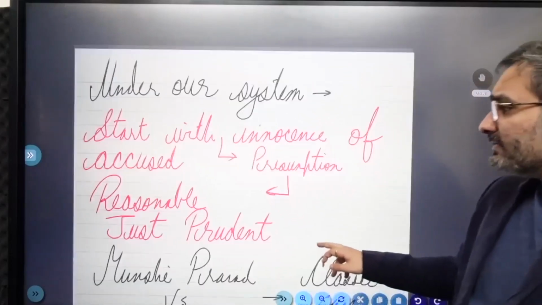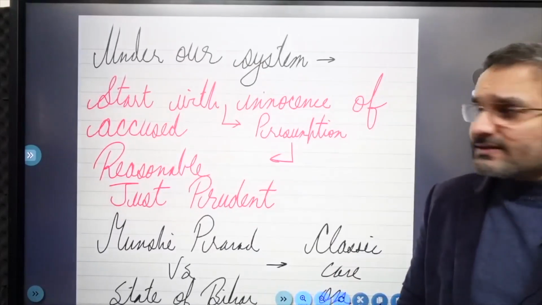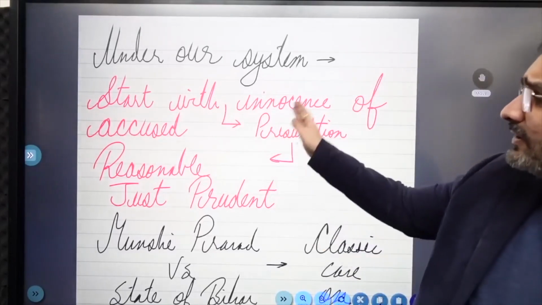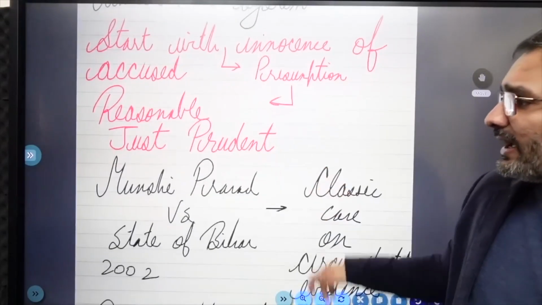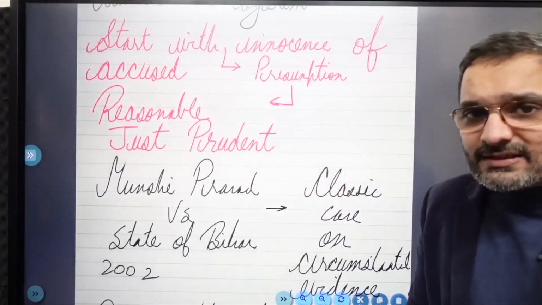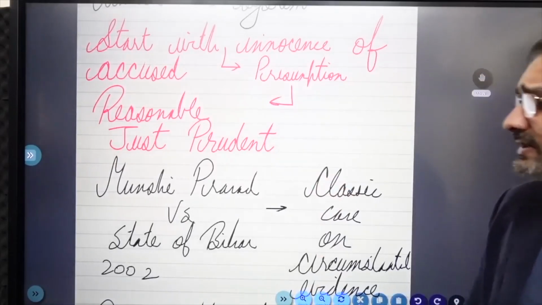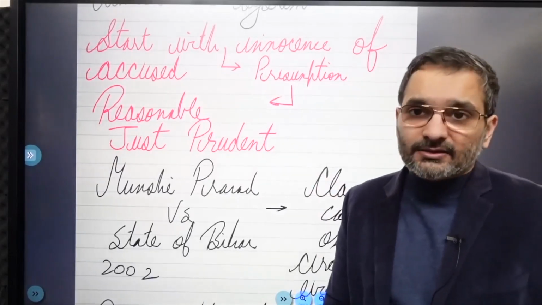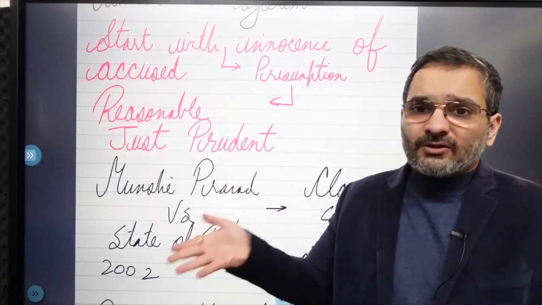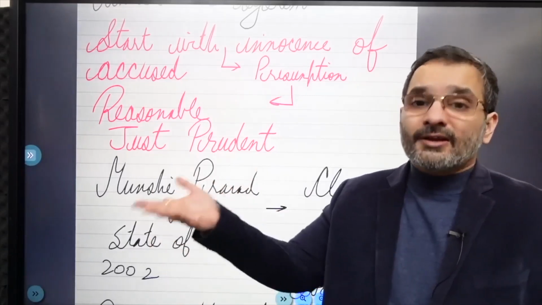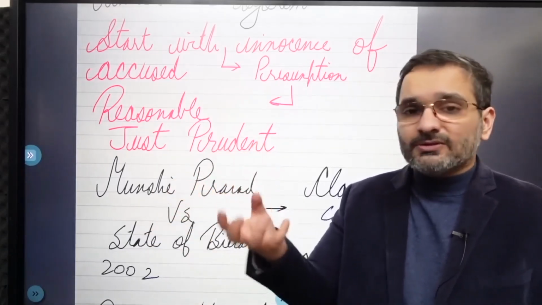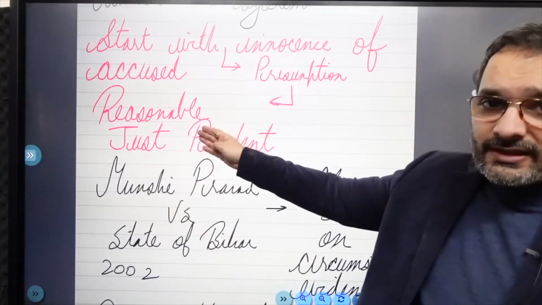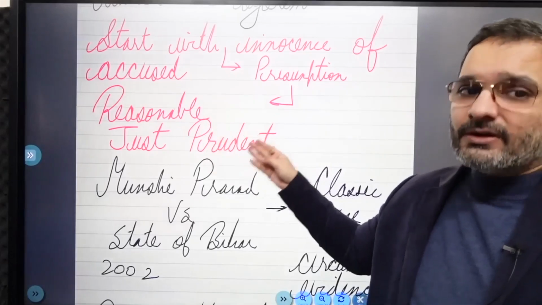So under our legal system, we start with the presumption of innocence of the accused, and we are going to test the case as a reasonable, just, prudent man, because the Judge Saab, Judge Sahiba, was not obviously present at मौके की घटना, मतलब जब वारदात हुई है तो उस मौके पे obviously आप present तो नहीं होंगे. So you're going to be judging the case as a reasonable, just, prudent man.